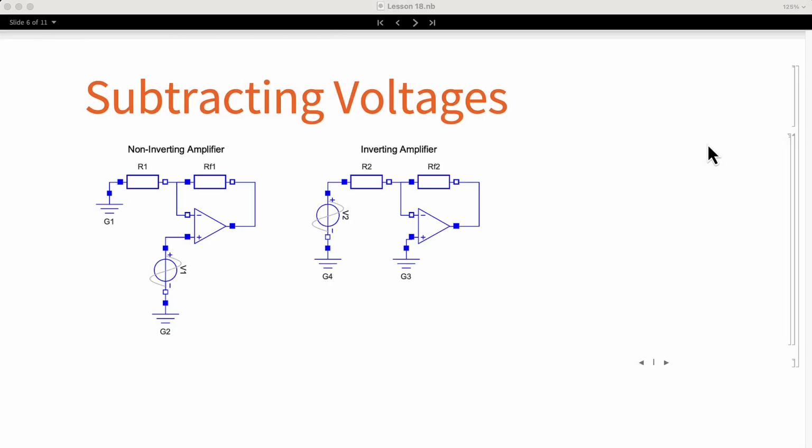Now let's make a first attempt to subtract voltages. If you remember the op-amp equation, you'll recall that there is an inherent subtraction operation. The op-amp subtracts the voltage at the negative pin from the voltage at the positive pin. We can obtain an initial version of a subtraction by combining the non-inverting amplifier with the inverting amplifier.